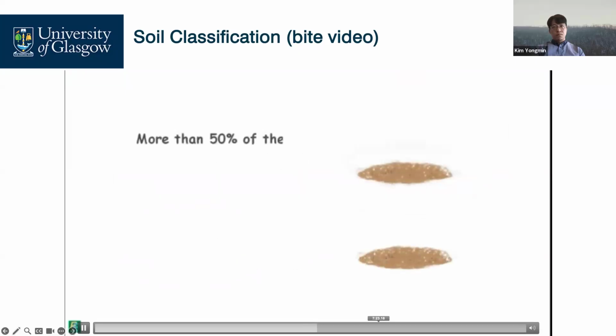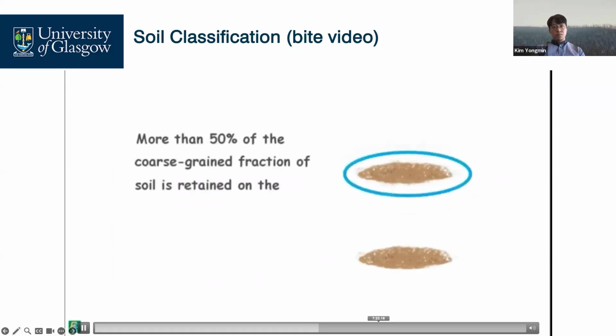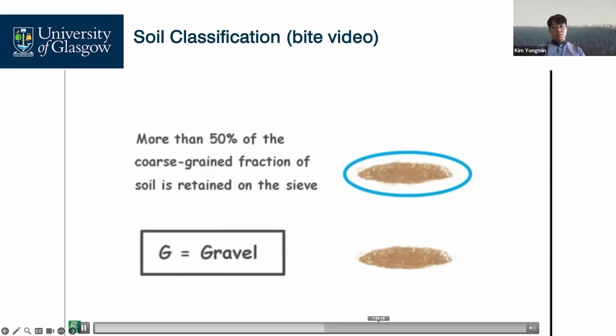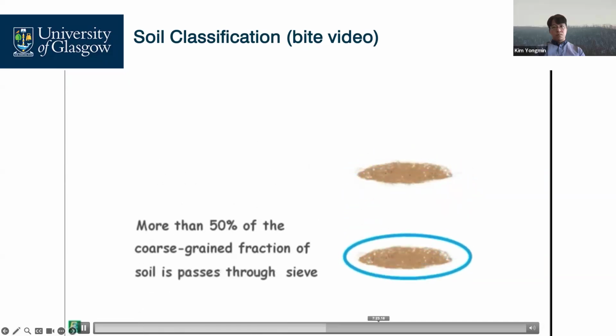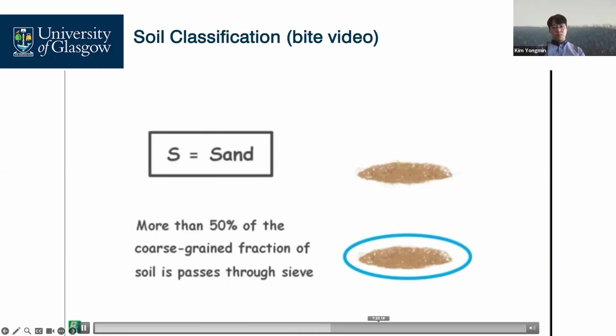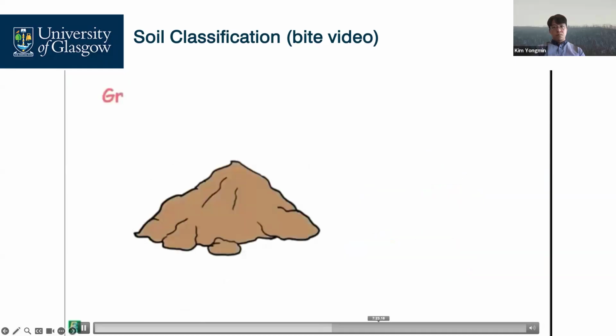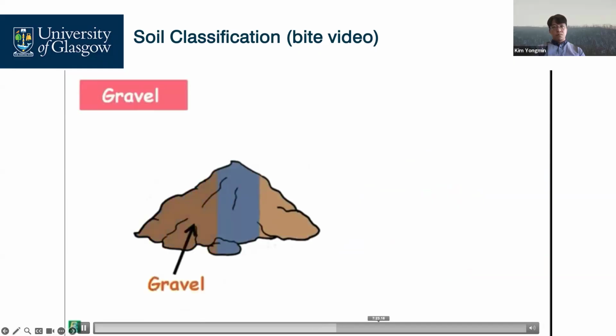If more than 50% of this coarser fraction of soil is retained on this 4.75 mm sieve, then the soil is designated as gravel and is denoted with the letter G. And if more than 50% of the coarser fraction of soil passes through this sieve, the soil is called sand and is denoted with the letter S. A soil labeled as gravel has more than 50% coarse-grained particles, which may also contain some percentage of sand particles and some fines.